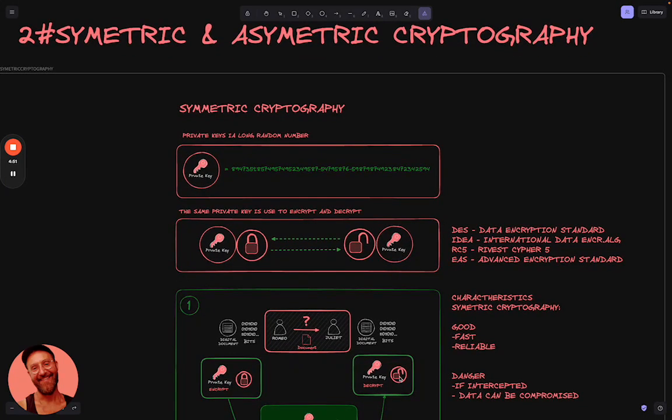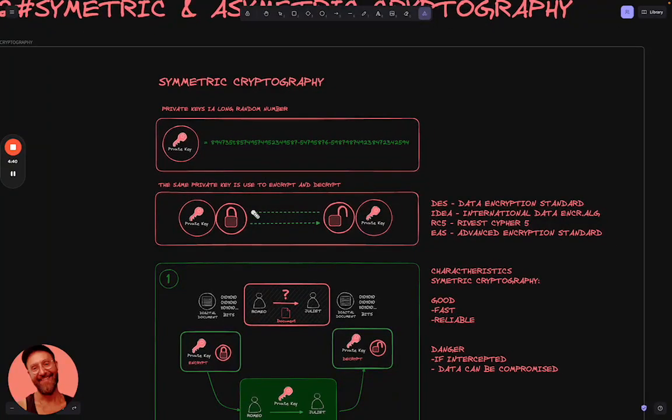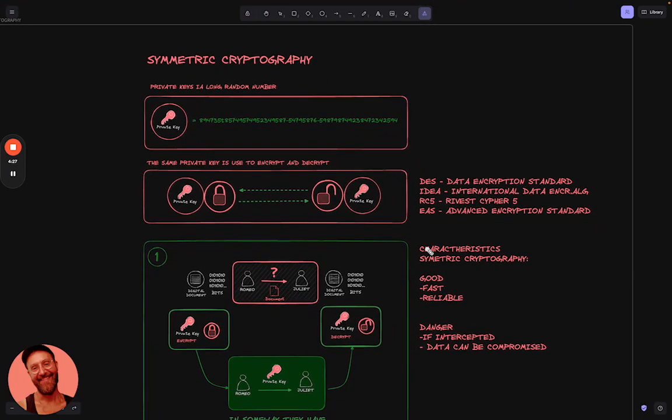What is at the core of symmetric cryptography? It's a private key. The private key in the digital domain is basically a long random number. With this long random number, we're able to do two things. First of all, we can encrypt, and also we can decrypt. So with the same key, we can do both things. There are many standards today for encryption. One of the most used is the AES, the Advanced Encryption Standard.